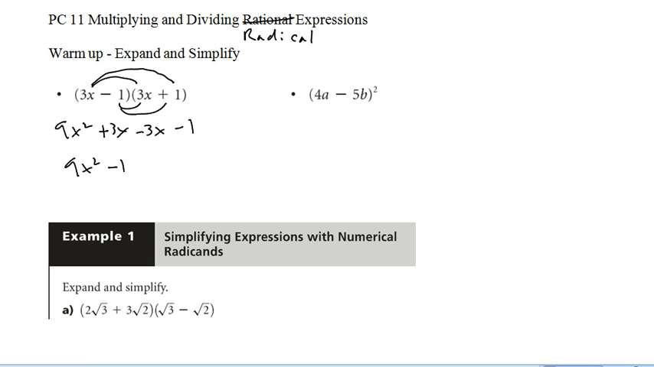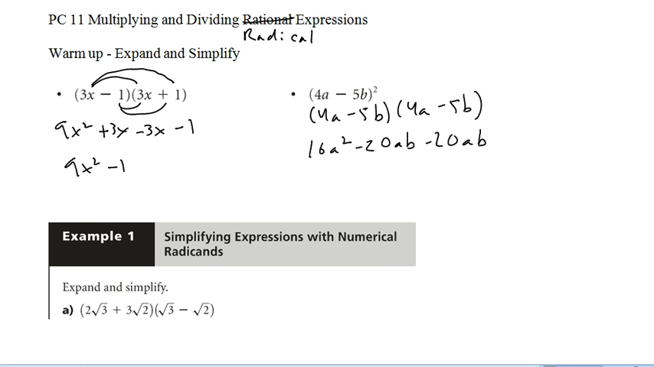Okay, this guy we can rewrite as 4a minus 5b times 4a minus 5b, and do the same thing. So we get 16a squared minus 20ab minus 20ab plus 25b squared. Collect like terms.